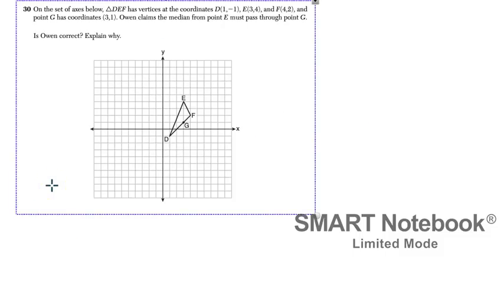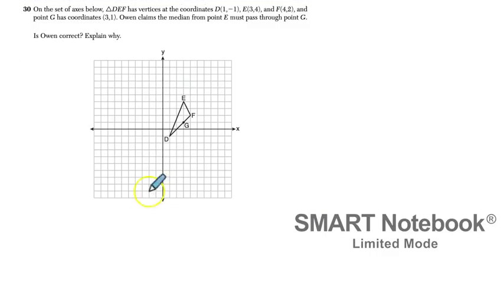On the last one that I'll do for now, on the set of axes below, DEF has vertices where they are, and point G has coordinates 3, 1. Owen claims the median from point E must pass through G. Is Owen correct? Oh, more vocab. I've got to know a median. So median, notice you've seen medians before with statistics. You've seen it in the middle of a highway, down the middle of a sidewalk. Median has something to do with middle. Should be where your head goes immediately.